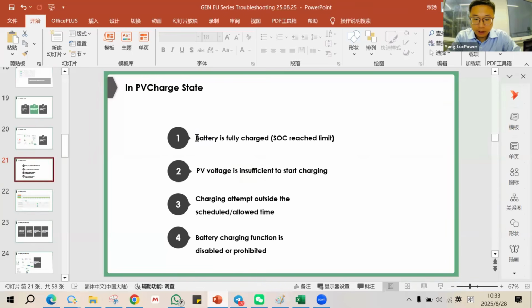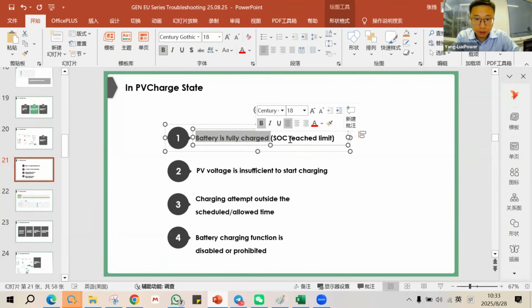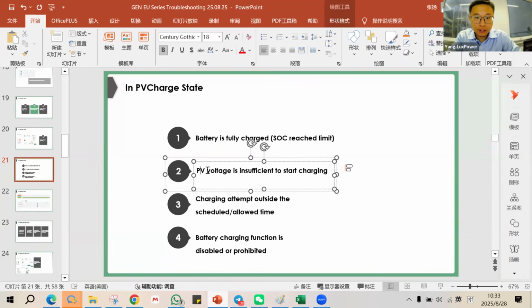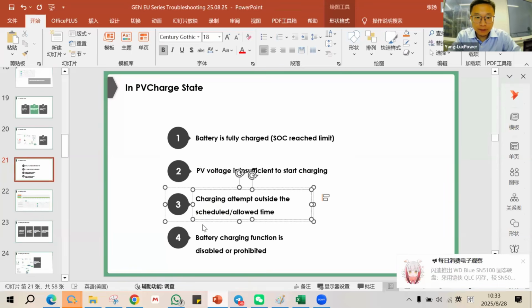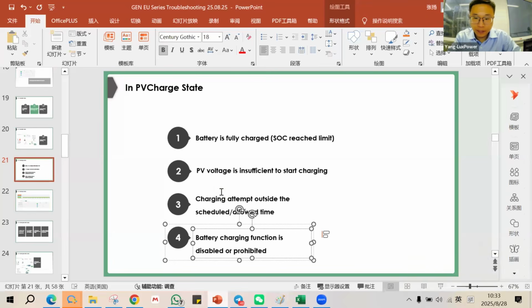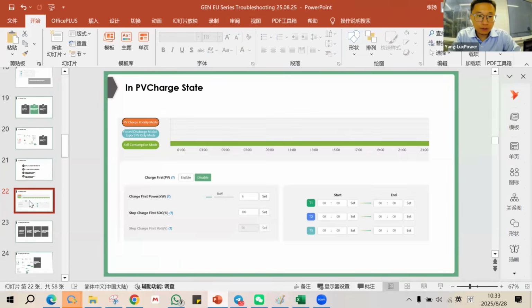It's the same as when the PV is okay, but in this case you also need to check the same settings: if the battery is fully charged, SOC reached the limit of 100%, and if the PV voltage is sufficient to start charging, which means your PV total voltage or each MPPT input voltage is smaller than your PV start voltage. And if your charging is in the right time period, and if there are some BMS problems. Those four are the basic conditions for any charging problems when you have PVs. And when you understand this part, you can also understand the special working mode, PV charge priority mode, and I think you will solve most of the PV charging problems or do the settings in most cases.